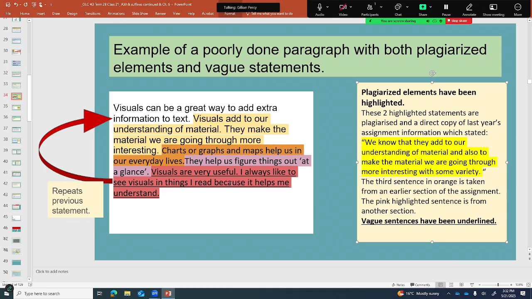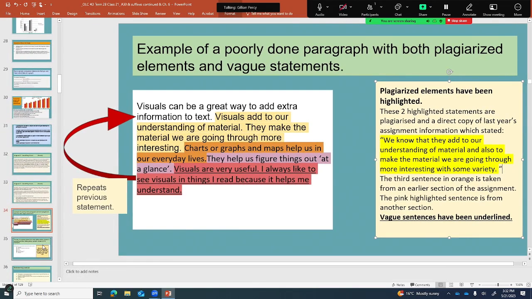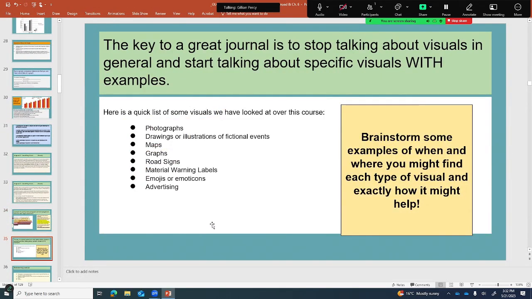You can't use it. This part is very vague, but that's okay because it would be the closing sentence. But the middle part I would have to get completely rid of because all I've done is copy things from the assignment. I need you to give me exact examples from your own ideas, okay? So don't talk about visuals in general. Pick a visual and talk about that specific visual in ways that you specifically find it helpful.